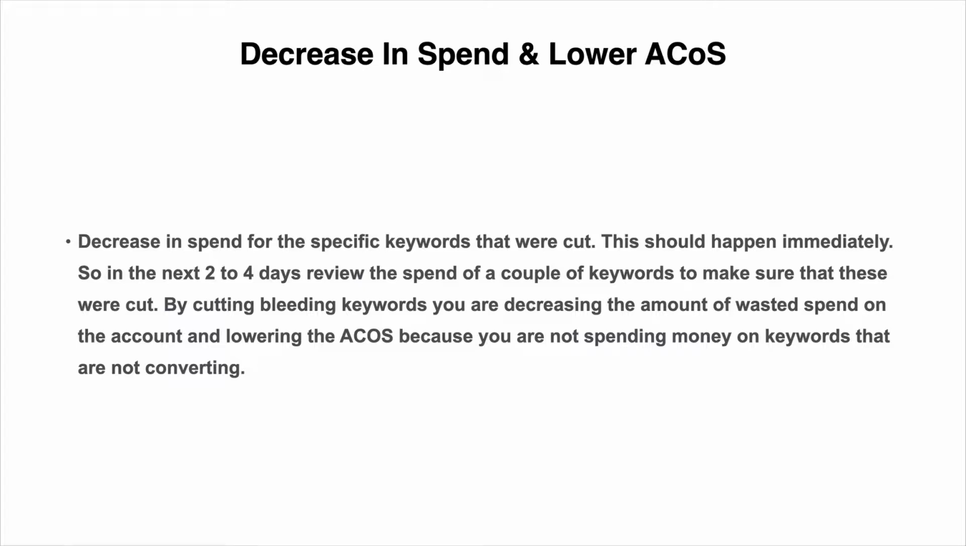I mean, seriously, because spend, if you look at Campaign Manager, spend is updated, I don't know about real time, but throughout the day, versus sales, there's an attribution delay. So in the next 2 to 4 days, review the spend of a couple of keywords to make sure they were cut. By cutting bleeding keywords, you are decreasing the amount of wasted spend on the account and lowering the ACOS because you are not spending money on keywords that are not converting.